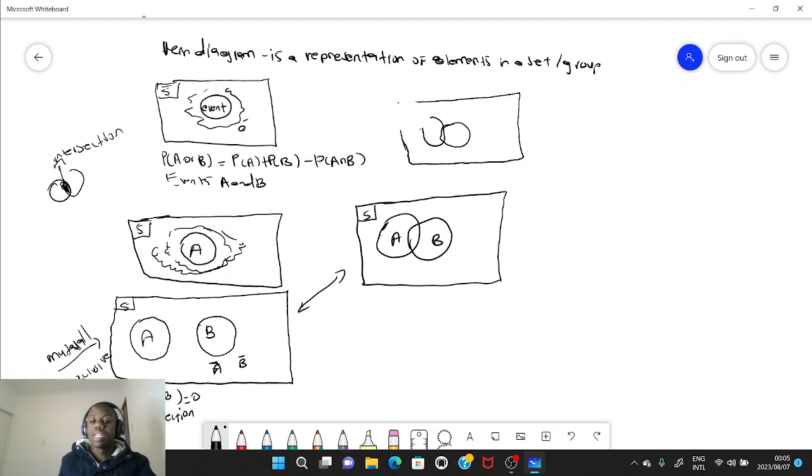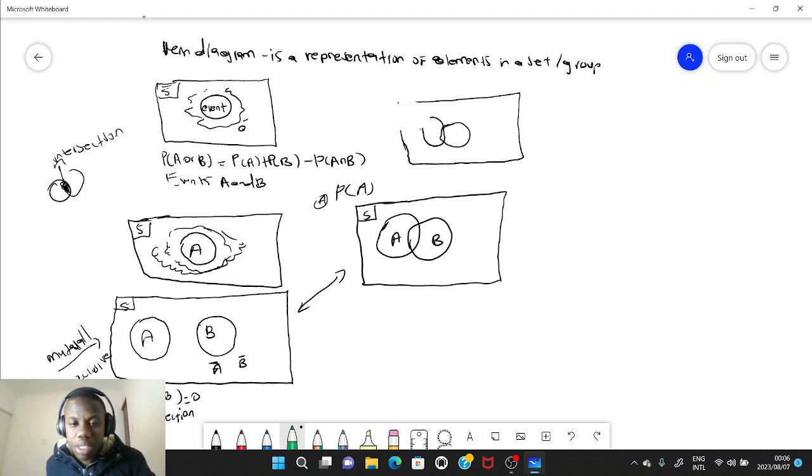So suppose you have these Venn diagrams, right? And in this Venn diagram, you are asked to shade the event A, or you are asked to calculate the probability of A. So for this one, I'll use a green.